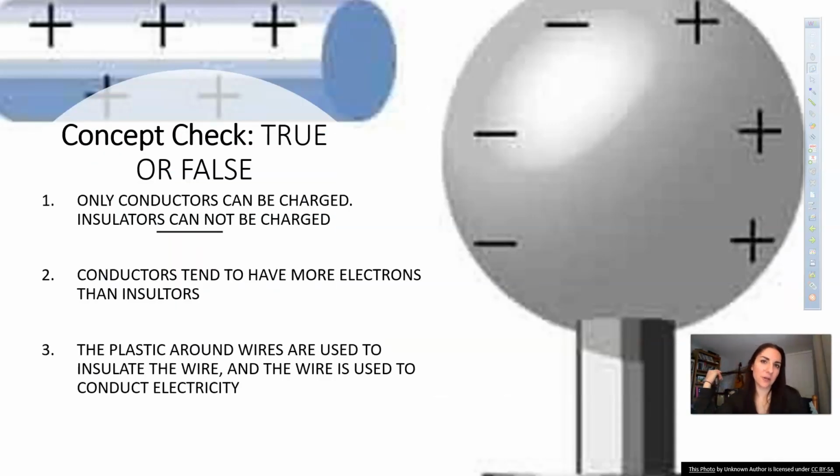Okay, another concept check. True or false? Only conductors can be charged. Insulators cannot. Conductors tend to have more electrons than insulators. The plastic around the wire is used to insulate the wire, and the wire is used to conduct electricity. True or false?